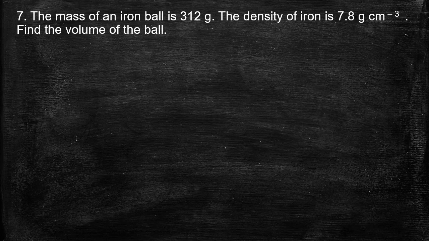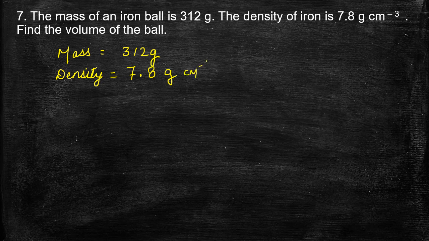Next question is the mass of an iron ball is 312 gram. Density of iron is 7.8 gram per centimeter cube. Find the volume of the ball. So here mass is given to us, 312 gram. Density is 7.8 gram per centimeter cube. We have to find out volume.